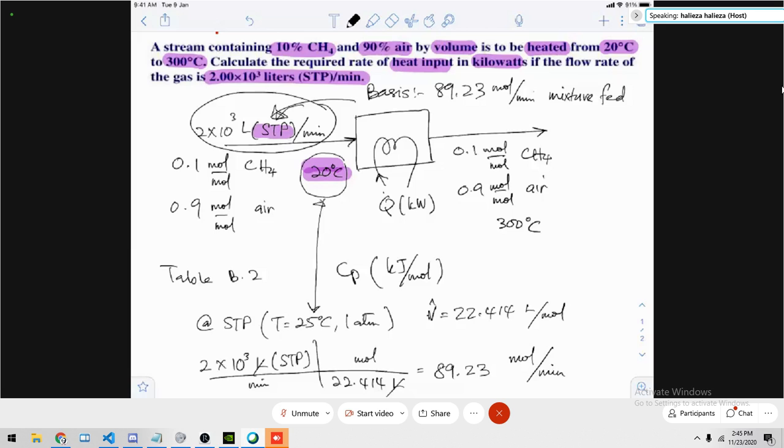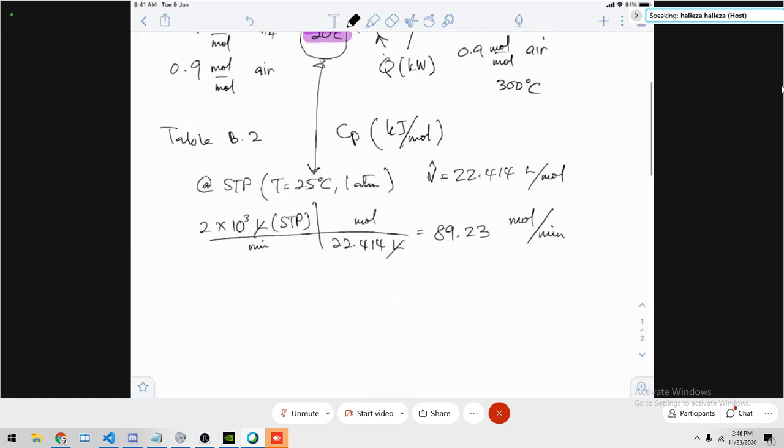You have already drawn your diagram. You have already stated your basis. The next step would be to write down your energy balance. You are looking at an open system.